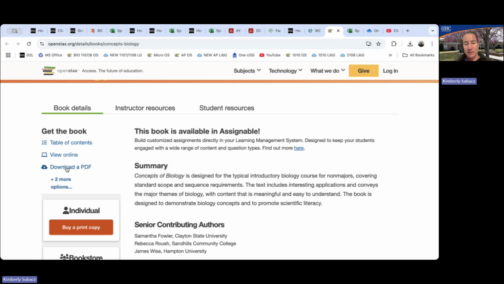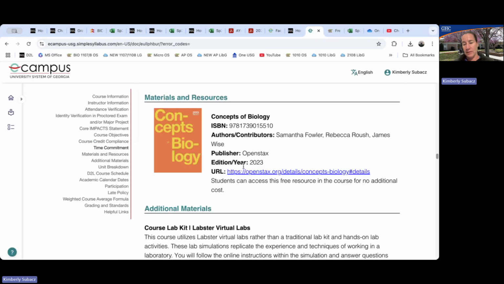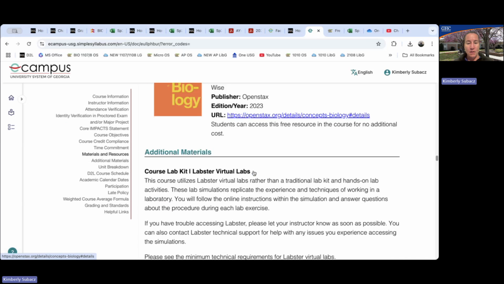So you can download the PDF to your device. You can actually buy a printed copy if you so desire. But they are great. They are available right there at that link. But also, eCore has done you a solid and put them into the course content too. So I'll show you where those are later.